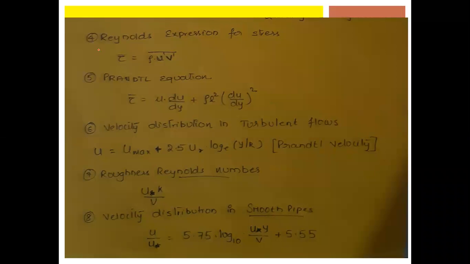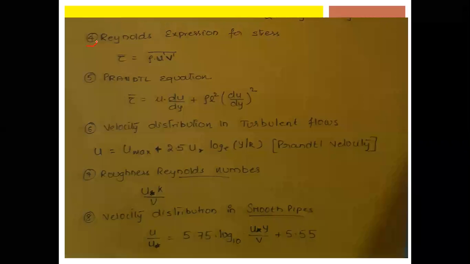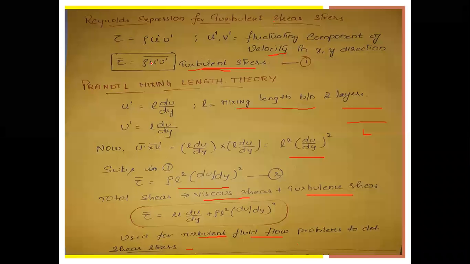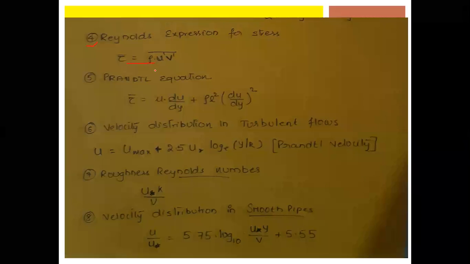Next, the fourth formula is the Reynolds expression for the stress. We already derived this expression earlier in the first one. This is the Reynolds expression. Next, the fifth one is the Prandtl equation, which we also derived earlier. Tau bar is equal to mu into du by dy plus rho L square into (du by dy) square. The sixth one is velocity distribution in the turbulent flow.